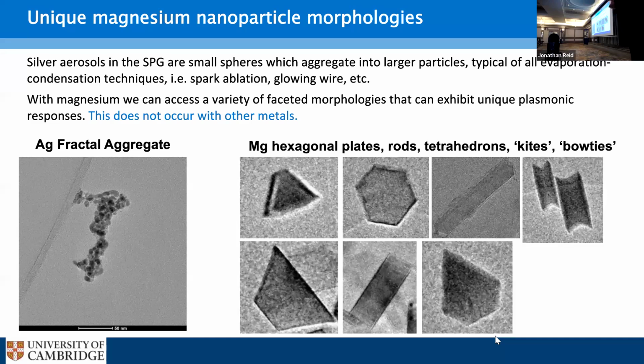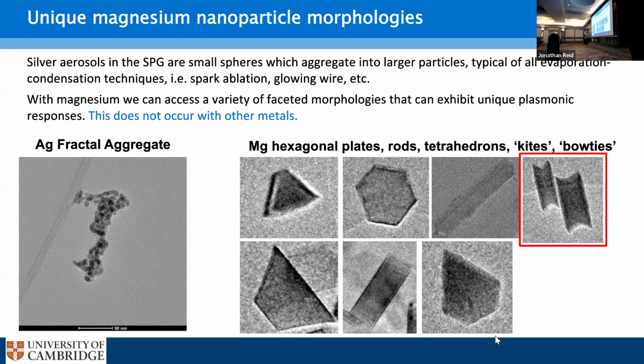With magnesium, however, I found that we're able to access a whole variety of really interesting faceted morphologies, and they have the potential to exhibit nice, unique plasmonic response as well. And crucially, it doesn't really seem to occur with other materials and other metals that we've tried. And so we get things from tetrahedral shapes to hexagonal plates and rod-like structures.